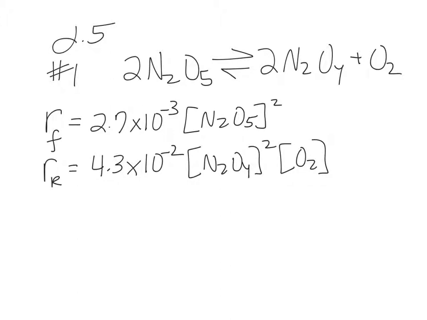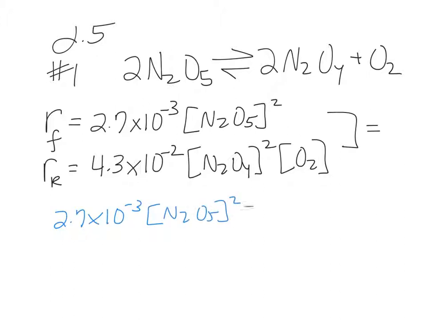for equilibrium, what do we know about the forward rate and the backward rate? They're equal, right? So in equilibrium, these two have to be equal, so let's set them equal. So we're going to say 2.7 times 10 to the minus 3 times N2O5 raised to the 2 is going to equal 4.3 times 10 to the minus 2 times N2O4 squared times O2, concentrations, right?